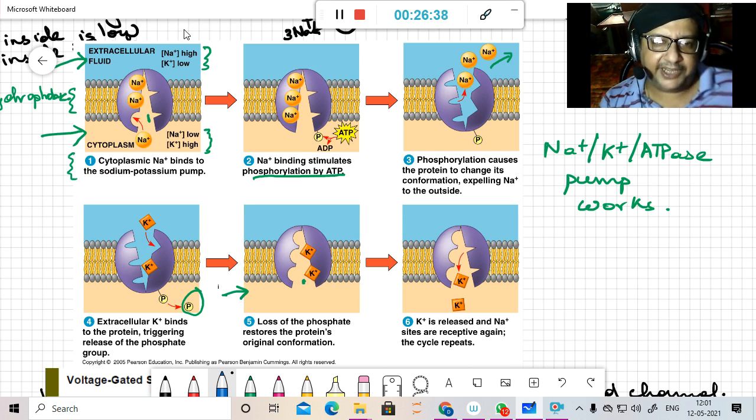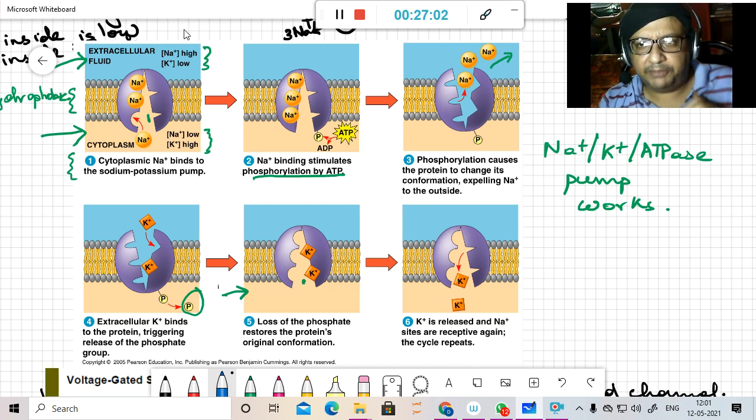At the same time binding of potassium releases the phosphorylation, and the enzyme flips back to its original position of outside in. So the other way round, and once this opens up the potassium is released inside. So because of this phosphorylation of ATP the conformation of this channel changes and sodium and potassium are exchanged from their lower side to the higher side respectively. So this is how the active transport works.